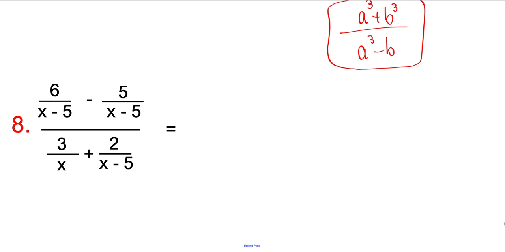And this one shouldn't be too bad. It should be better than the last one. All right? So in the top, we already have common denominators. So we don't really need to do much except for subtract. So 6 minus 5 is a 1. x minus 5. So that numerator is done already. That was easy enough.